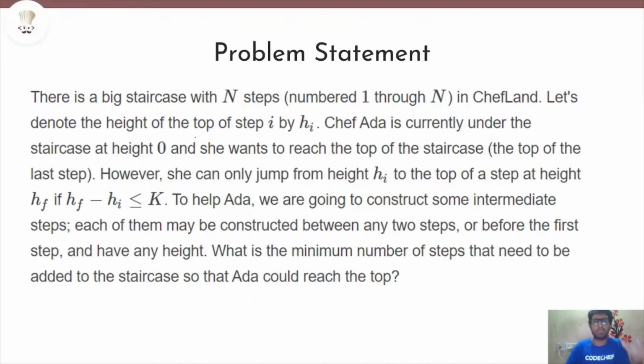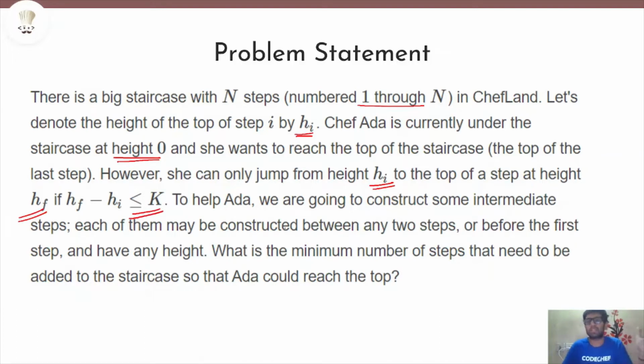Here it is written that there is a big staircase numbered from 1 to N in Chefland, and let's denote the height of the top of step i by hi. Chef is currently at height 0 and she wants to reach the top of the staircase. However, she can jump from height hi to the top of a step at height hf only if the difference of heights is less than or equal to K. To help Ada, we are going to construct some intermediate steps.